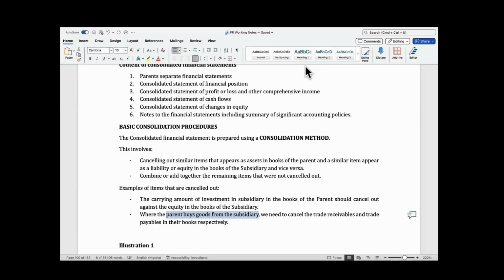And examples of such, I said, when in the parent's book you have investment in the subsidiary, and in the subsidiary you have equity, the same items, cancel them out. Or where they sell or buy goods from one another and they're having receivables and payables, cancel them out. Any form of transactions between one another, cancel them out. That is what we mean by consolidation.